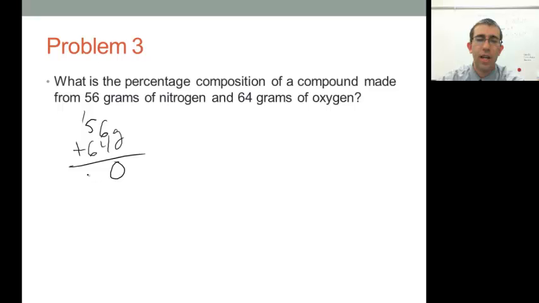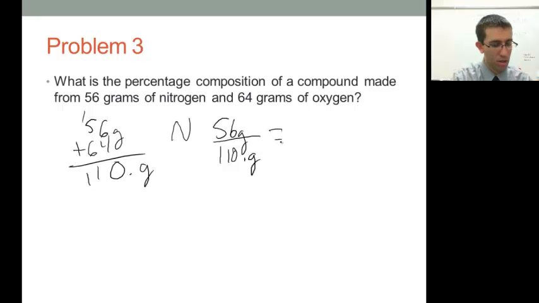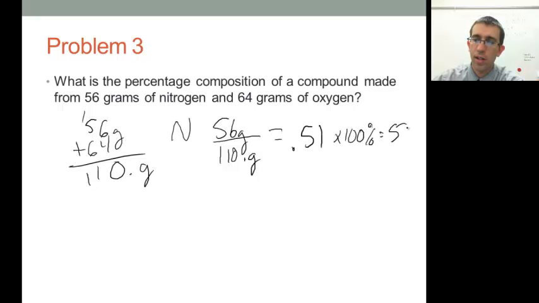Okay? So I'm going to add these up. I got 110 grams. Alright? And then do your percentages. So 56 grams came from the nitrogen, so this is the nitrogen here, divided by 110 grams. So 56 divided by 110, and I get 0.51. I'm going to multiply this by 100%, and I get 51%.